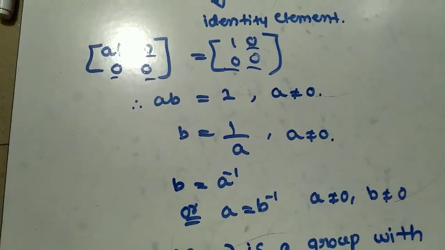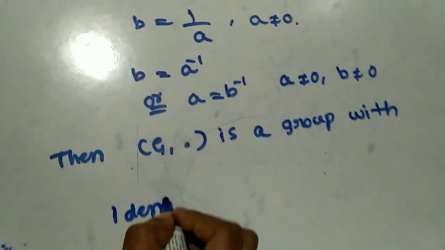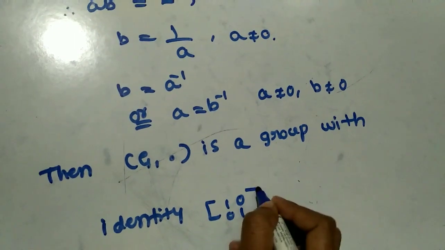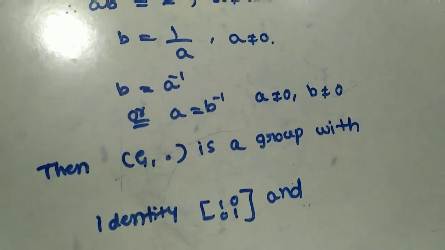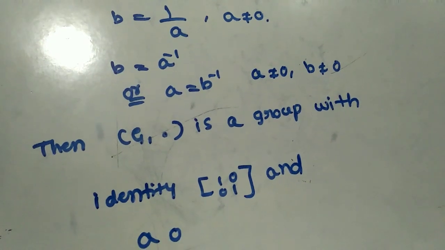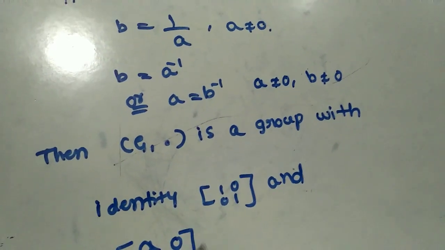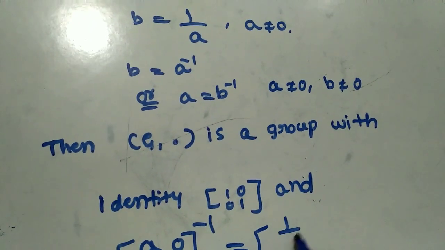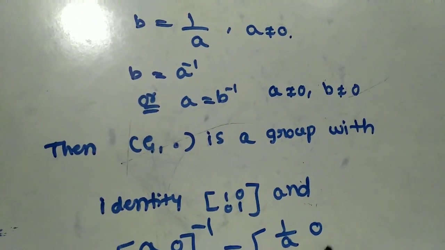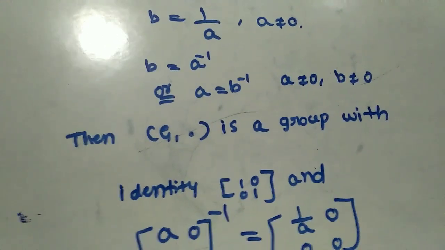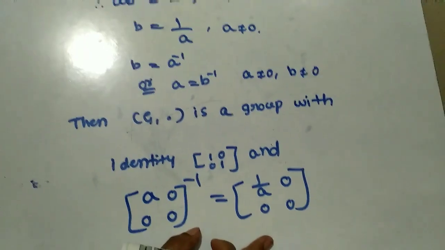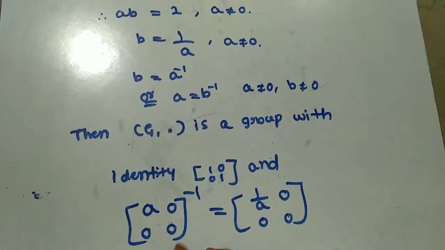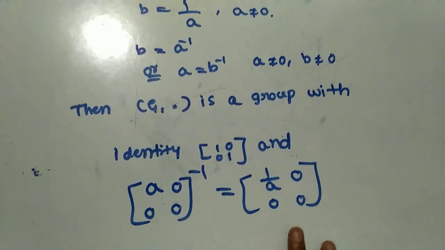So with your identity, that is 1 0 0 1, and what is your inverse? The inverse of A 0 0 0 is nothing but 1 by A 0 0 0. Got it? So this is the identity element of the given G, and this is the inverse of the given G.